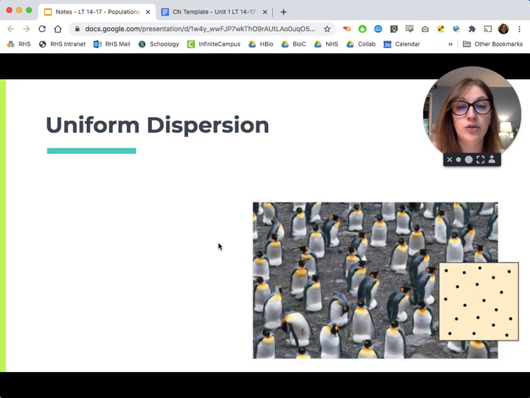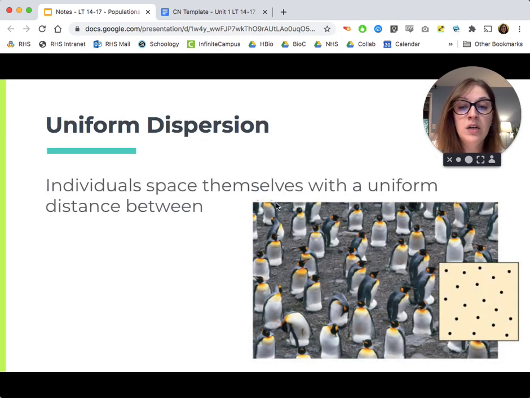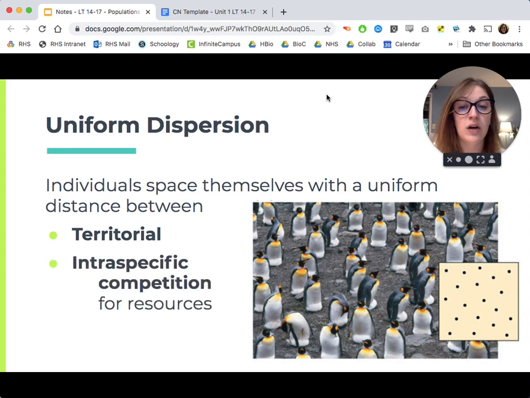Let's compare that to uniform dispersion. These are individuals who space themselves with a uniform distance between them. This is usually because they're territorial and there is intra-specific competition. So they are competing for space and food. An example that you see here are penguins. There are many more examples as well. This could be some types of plants, so on and so forth.